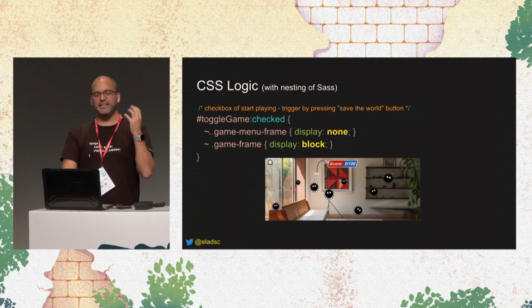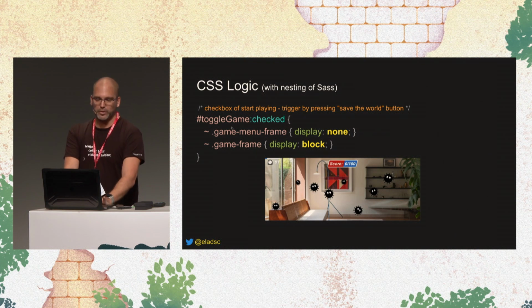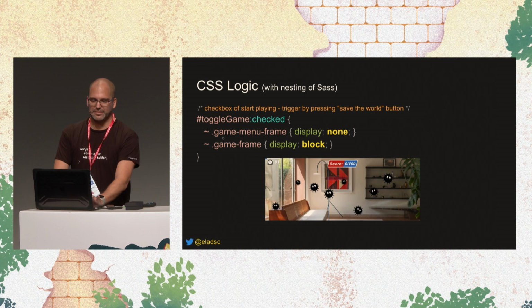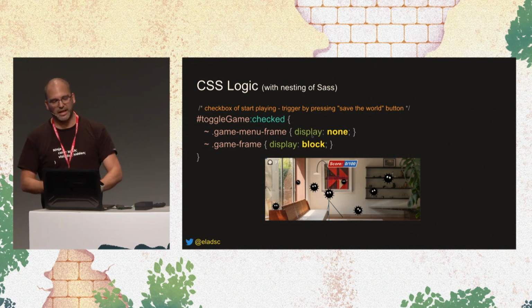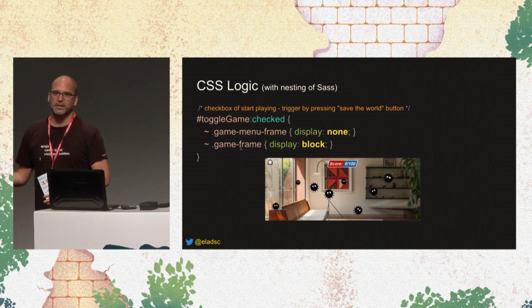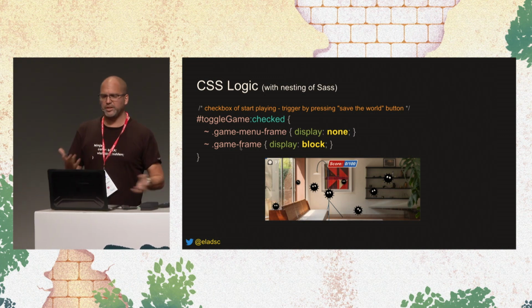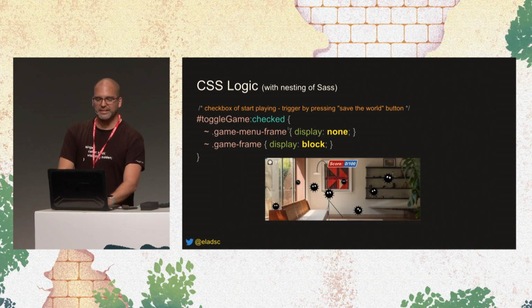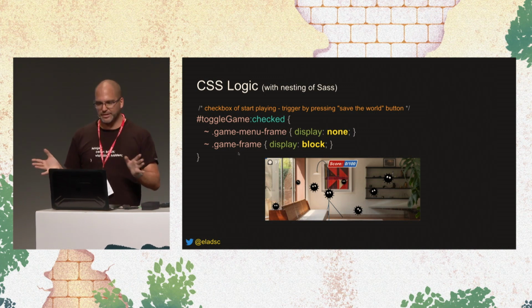I can see if there is a checkbox with the ID name of toggle game, and if you are in status of checked, go to the sibling element that has the class of game menu frame and give it display none. This way I'm just hiding the game menu frame. And after that, go to the sibling element of the game frame and give it display block. And in this way, you can do as many operations as you want with the same checkbox. This is written, of course, with Sass, but you can write it in two separate CSS selectors, but it's a lot more readable to do it with Sass.